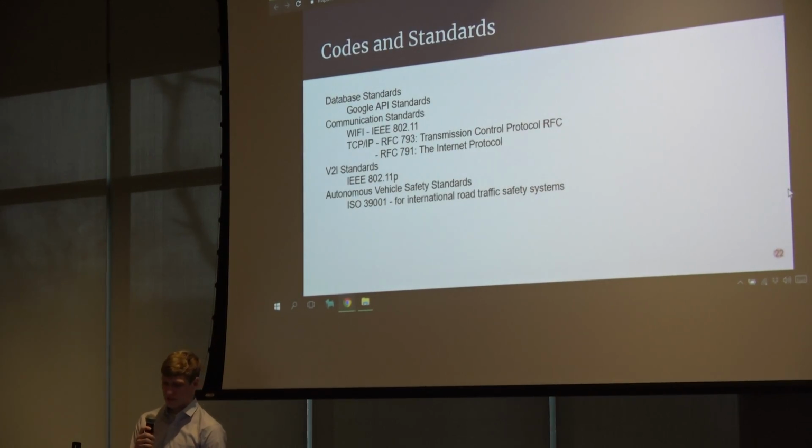And then for codes and standards, we made sure to use all the codes and standards. We did a lot of research and found that there were database standards that we had to use, like the Google API standard. And for communication between our devices, such as Wi-Fi and TCP. And then we had V2I standards, which are vehicle-to-infrastructure standards that we had to take into account. And for autonomous vehicle safety standards, we had to take all of those into account when creating our autonomously driven car.